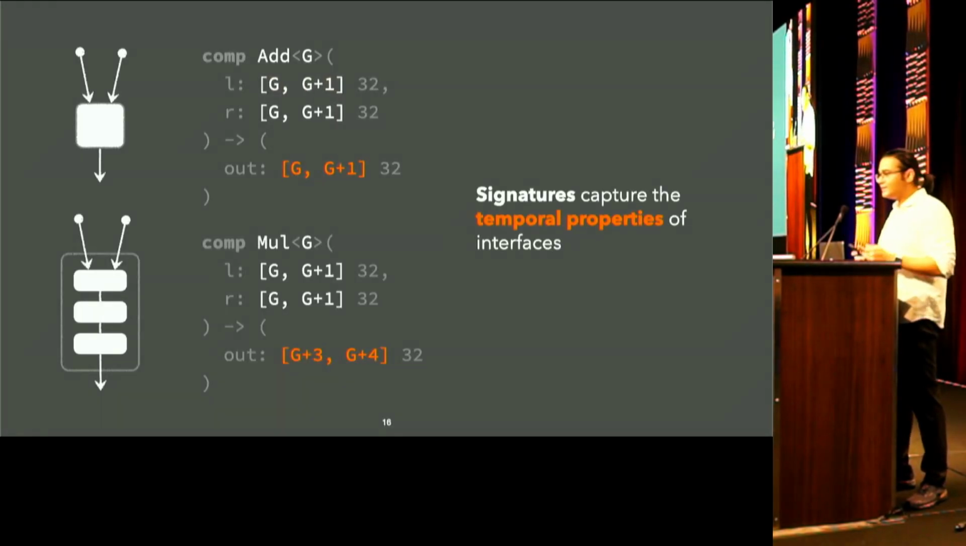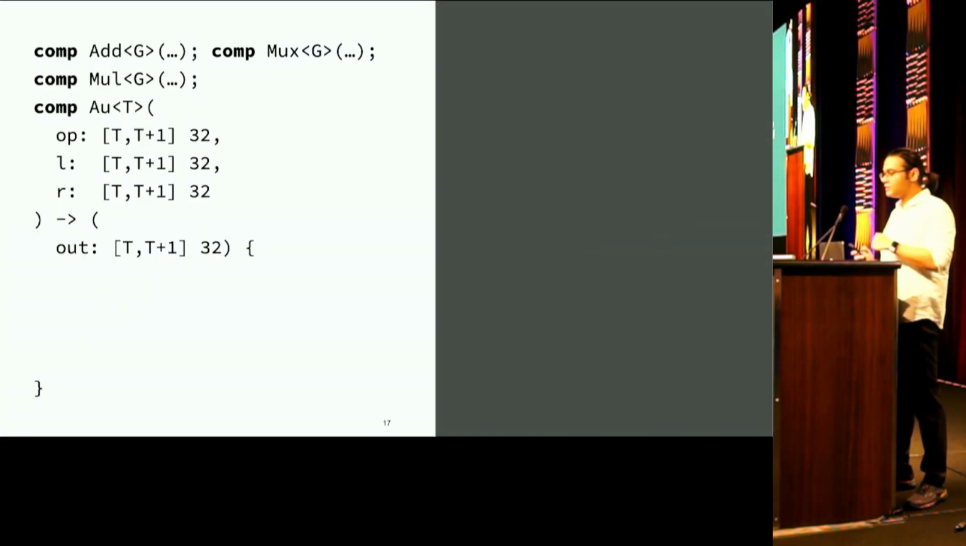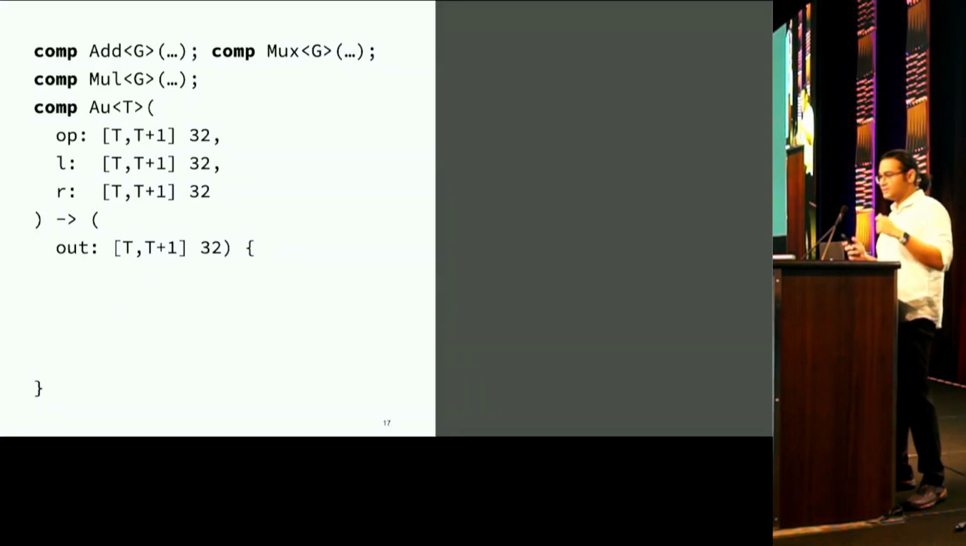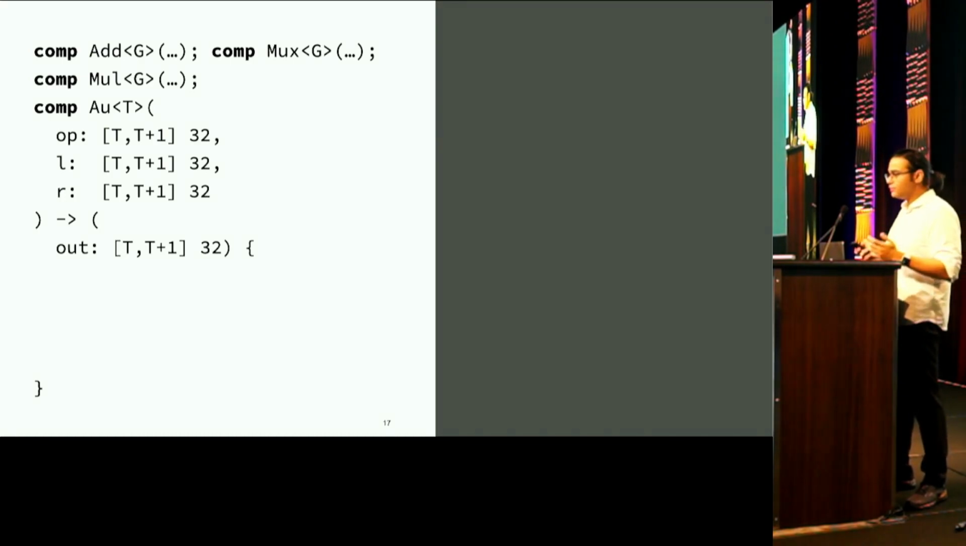Next, we can see that these interfaces are already capturing temporal properties in our hardware designs. We know that an adder is combinational, or it takes no amount of time, or it doesn't take any cycles to perform its computation because the output is available in the same cycle as the input, whereas a multiplier is sequential because it takes several cycles. Next, we can go back and start implementing our arithmetic unit. We can give our signature for our signals. We'll take all of them in the first cycle.